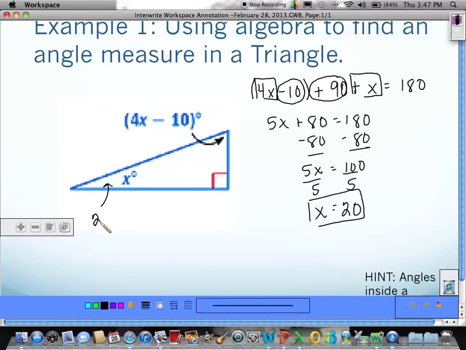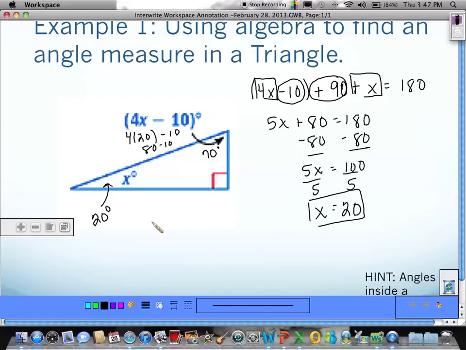So this angle is going to be 20 degrees. If I take x and plug it in at 4x minus 10, I'll have 4 times 20 minus 10. That'll give me 80 minus 10. So this angle here would be 70 degrees.